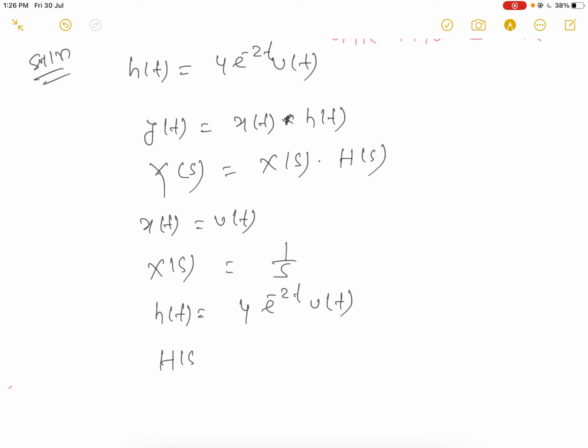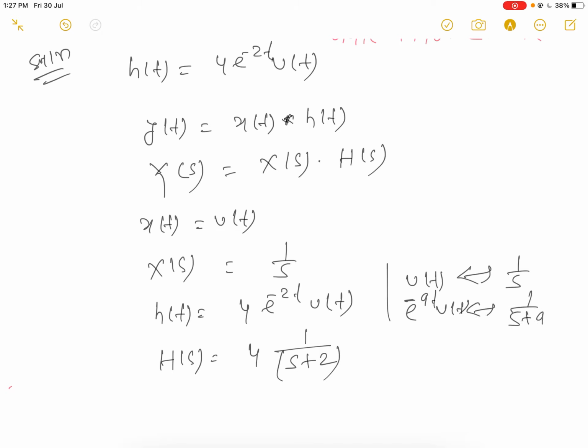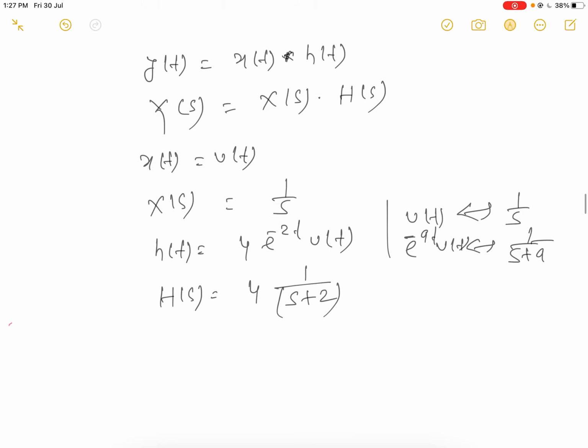So what will be H(s)? H(s) will be 4 times 1/(s+2), because the transform of u(t) is 1/s. When you take the exponential times u(t), it will be a shift, so s plus a, here s plus 2. Now take the response: Y(s) is equal to 4/(s+2) times 1/s.